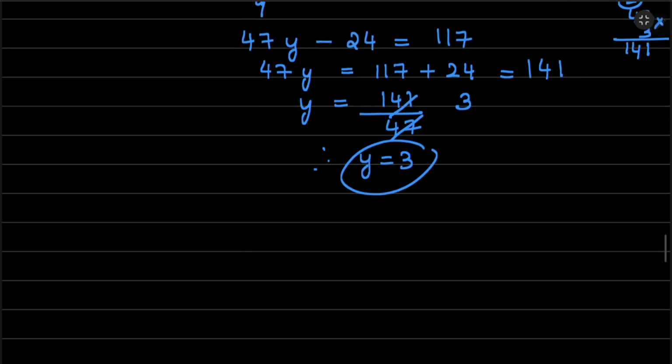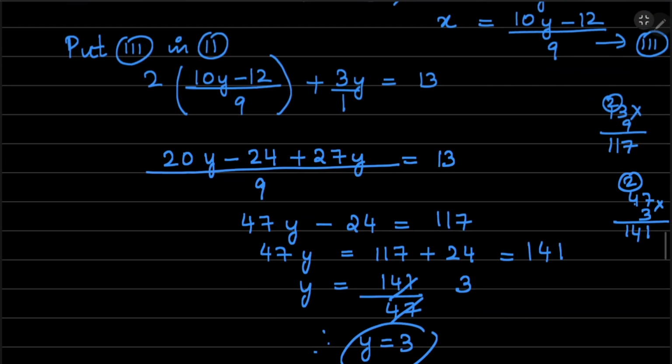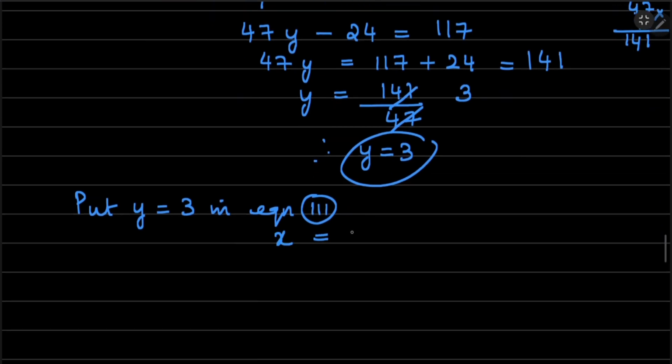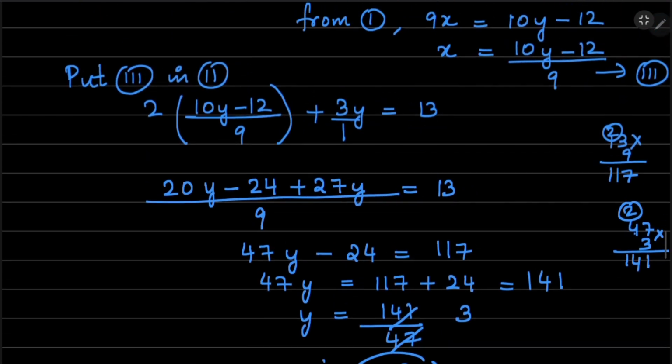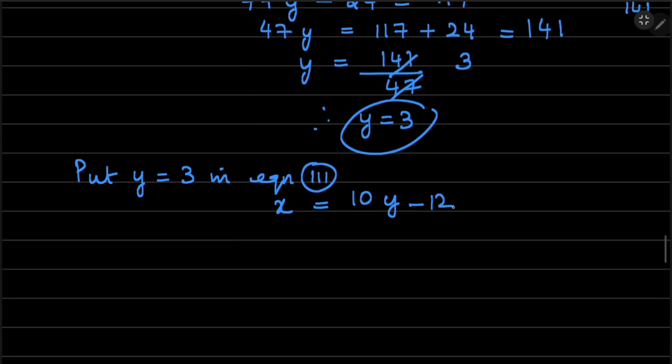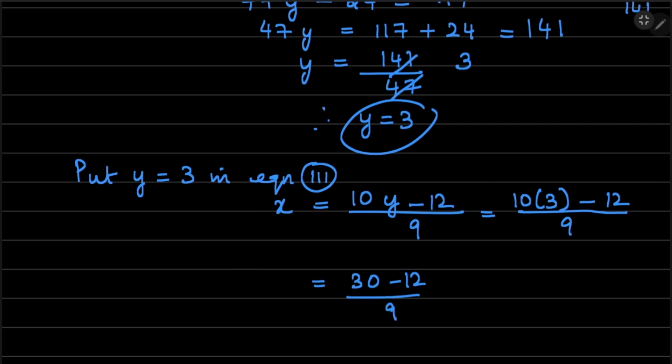Now put this in 3. So you can write, put y equal to 3 in equation 3. So what is your equation 3? x equal to 10y minus 12 divided by 9. So you can write 10 multiplied by, in place of y, I'll write 3, minus 12 by 9. So what is it? 30 minus 12 by 9. What is 30 minus 12? It is 18.